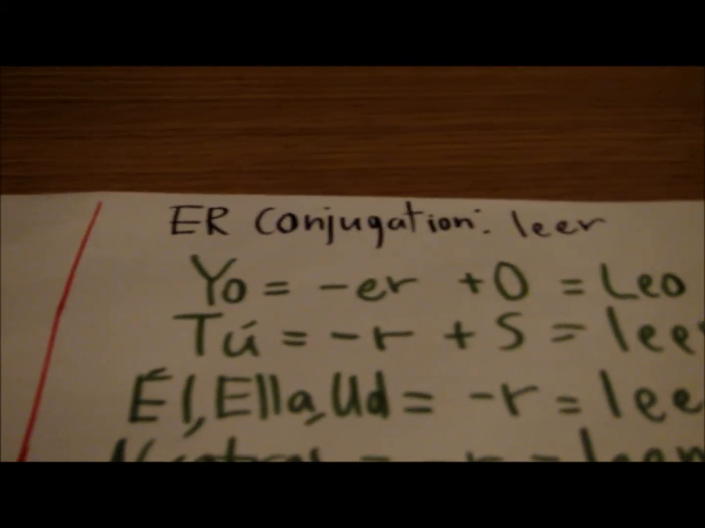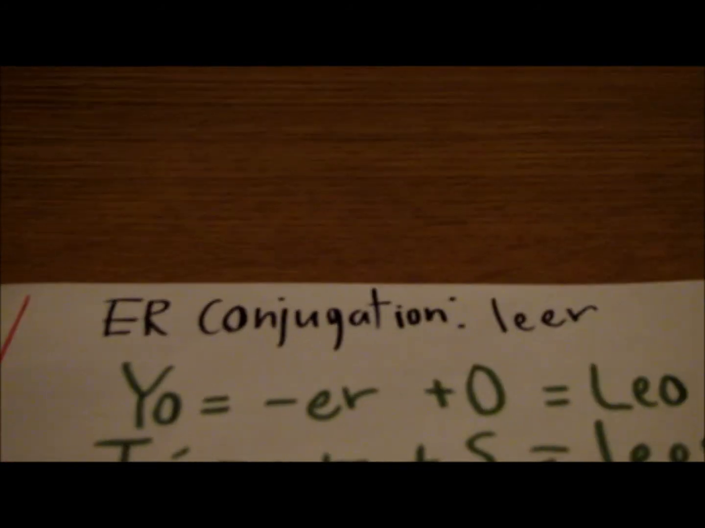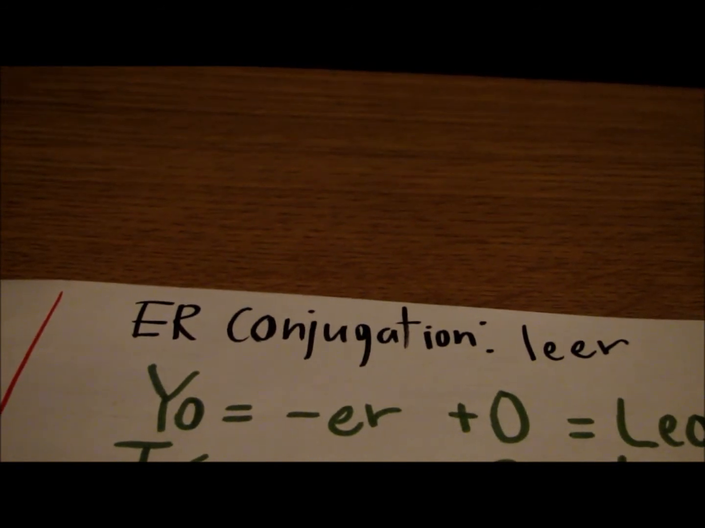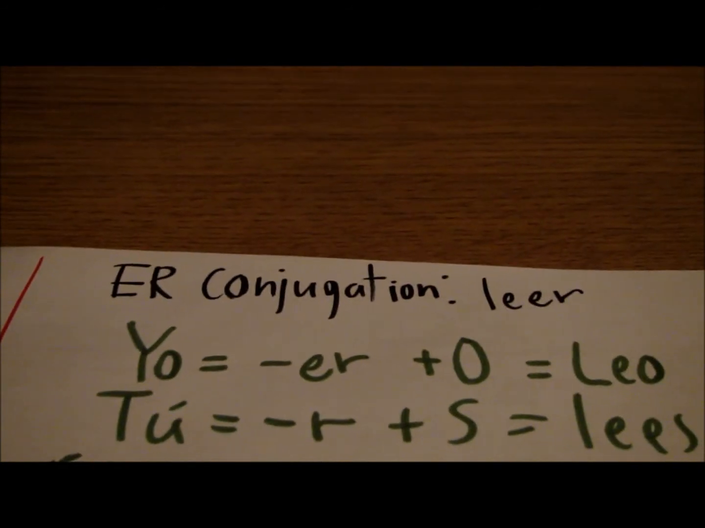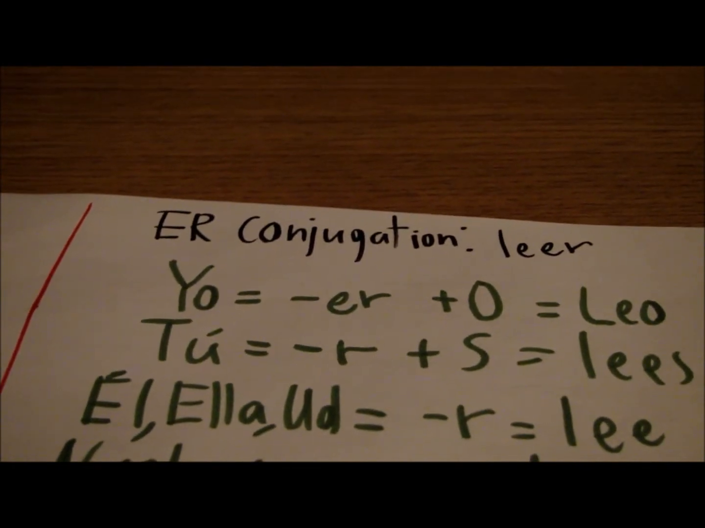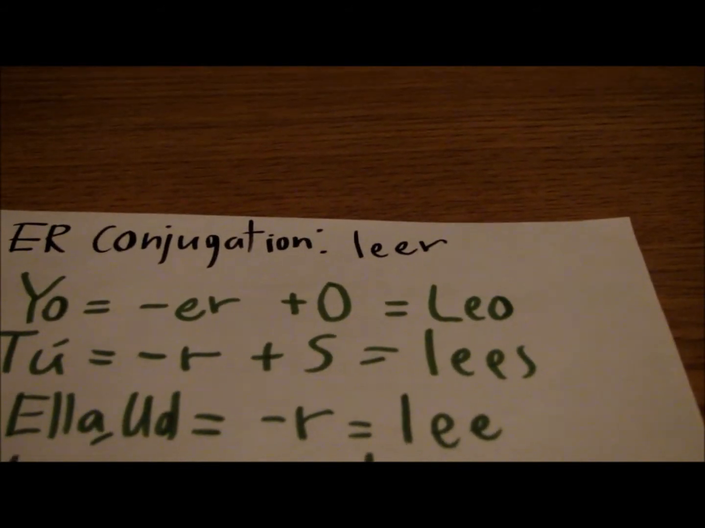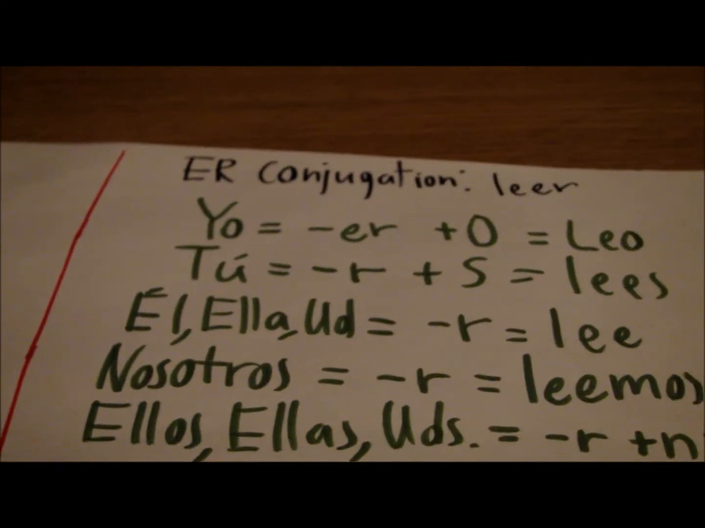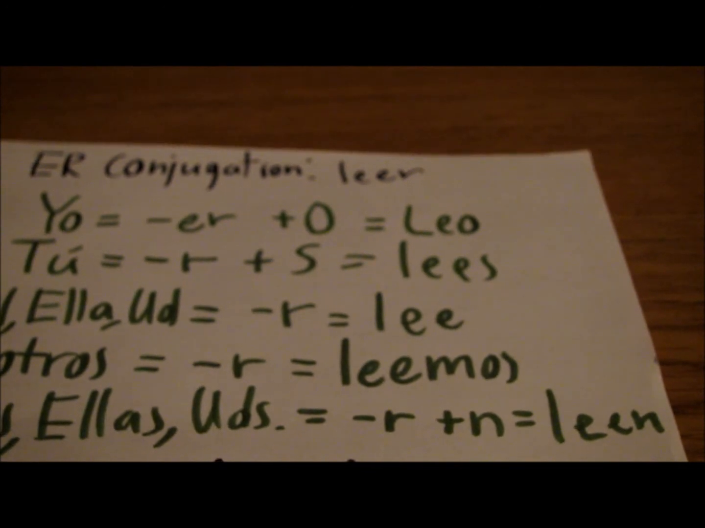Next we have ER conjugation. And the verb I'm using is leer, which means to read. So for yo, we take off the ER this time, because it's an ER verb, and we add an O to make it leo. For the tú, we take off the R and add an S to make it lees. For the él, ella, y usted, we take off the R and that's it, to make it lee. For the nosotros, we take off the R and add mos, to make it leemos. For the ellos, ellas, y ustedes, we take off the R and just add an N to make it leen.